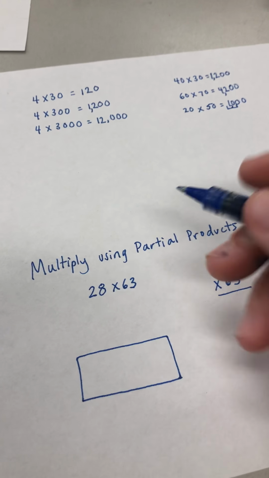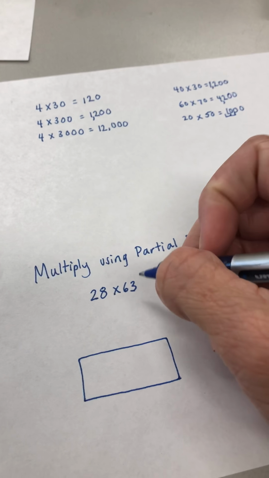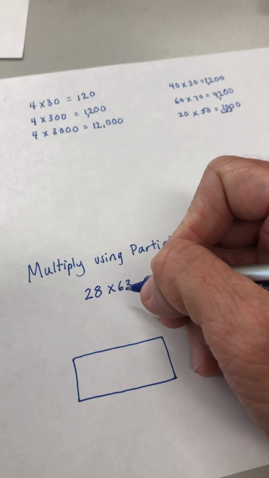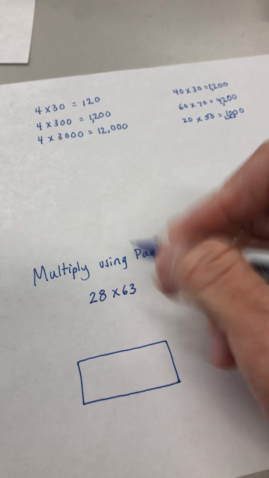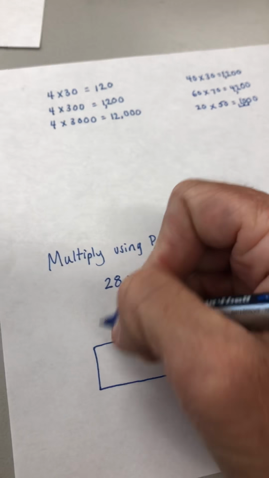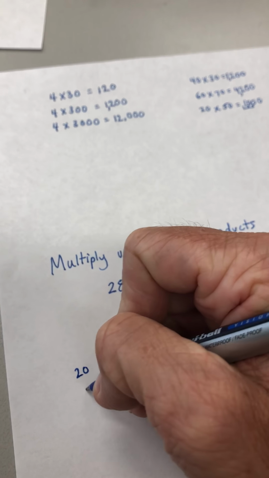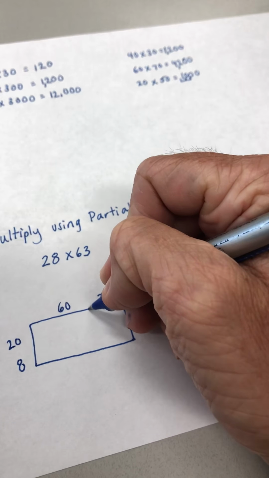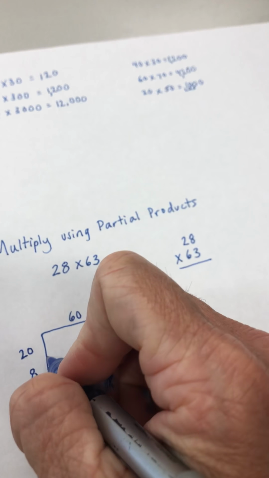So this is my array. Sort of for purposes of scale, we usually make the larger factor along the larger edge of the rectangle. So we'll make this 60 and 3. This one over here is going to be 20 and 8. So we've broken up each of those numbers into their place values. That's step one of using partial products.